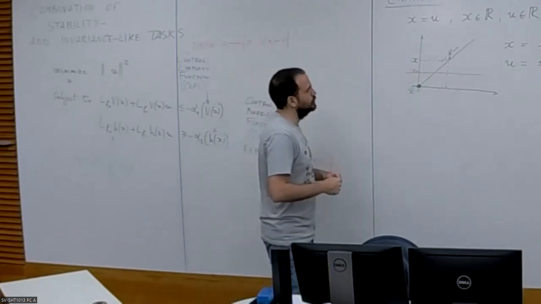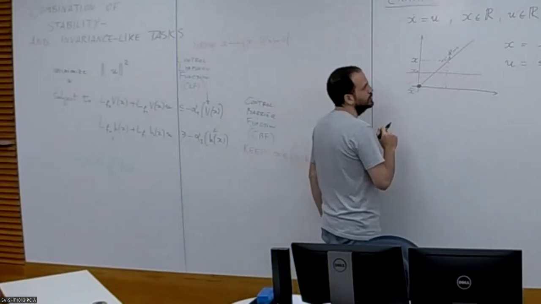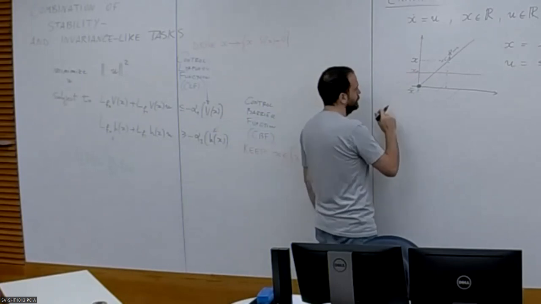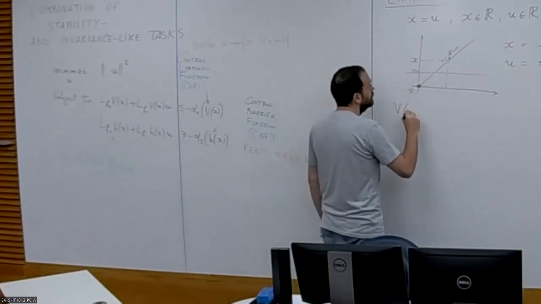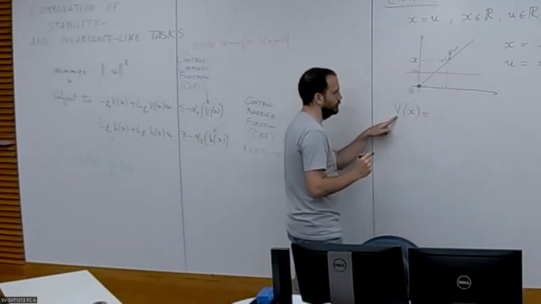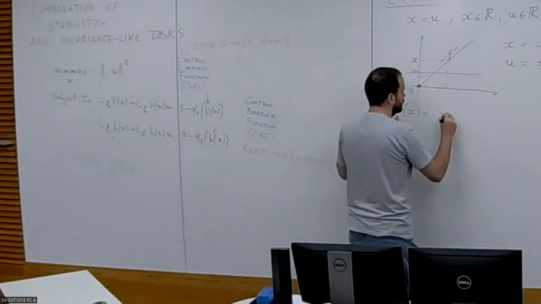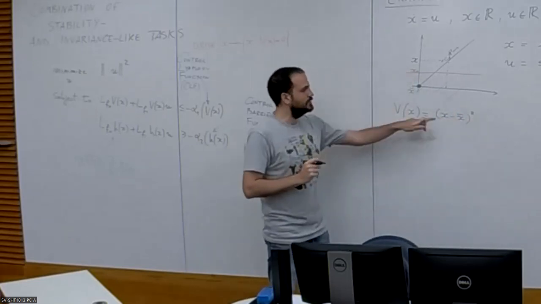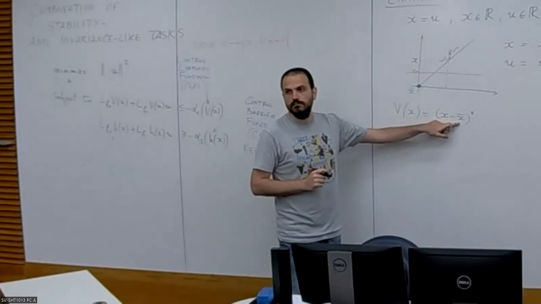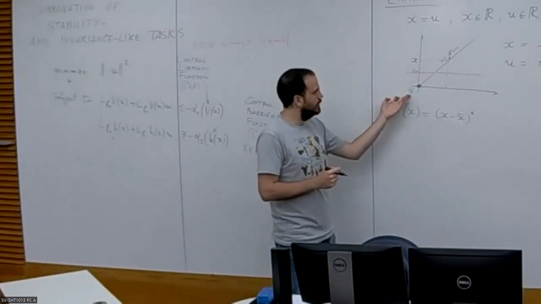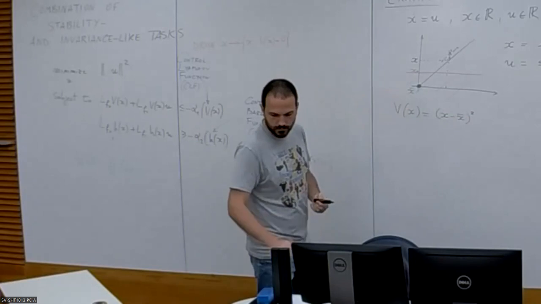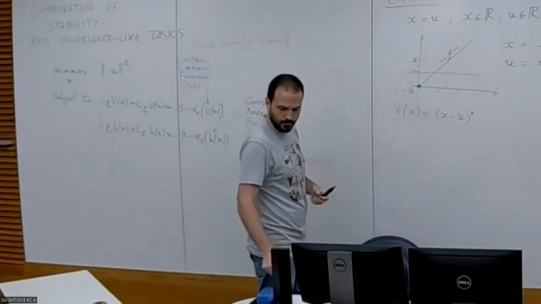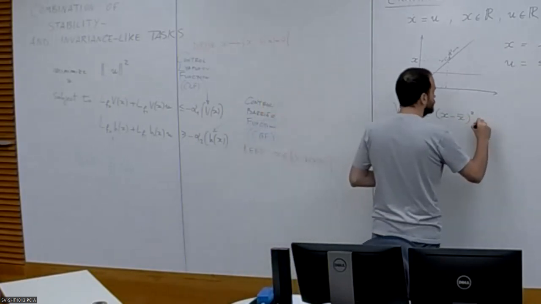What do you do to solve this problem? The stability-like task, which is the point x bar, can be modeled using a Lyapunov function, which looks like this. It's zero when x is equal to x bar. In this particular case, x bar is zero, simplifying, and we have V of x equal to x.